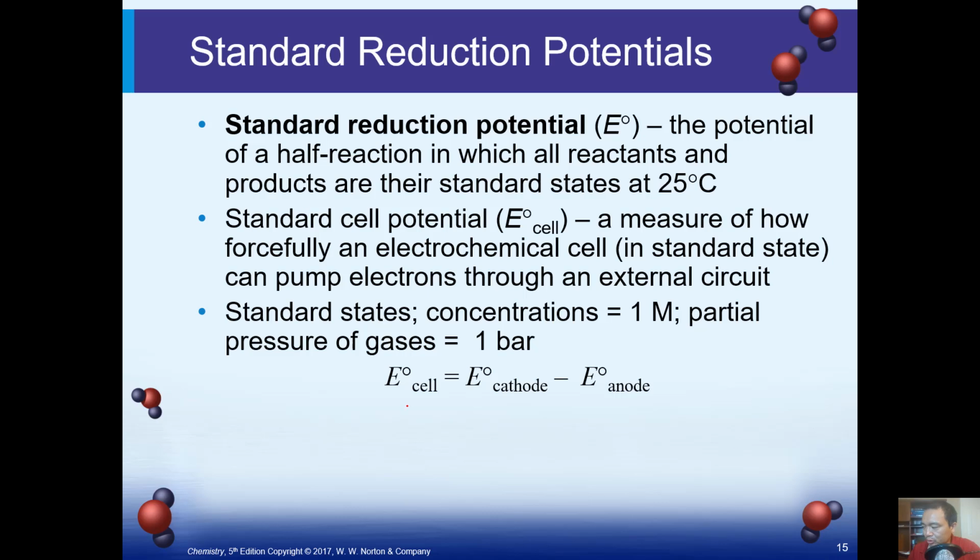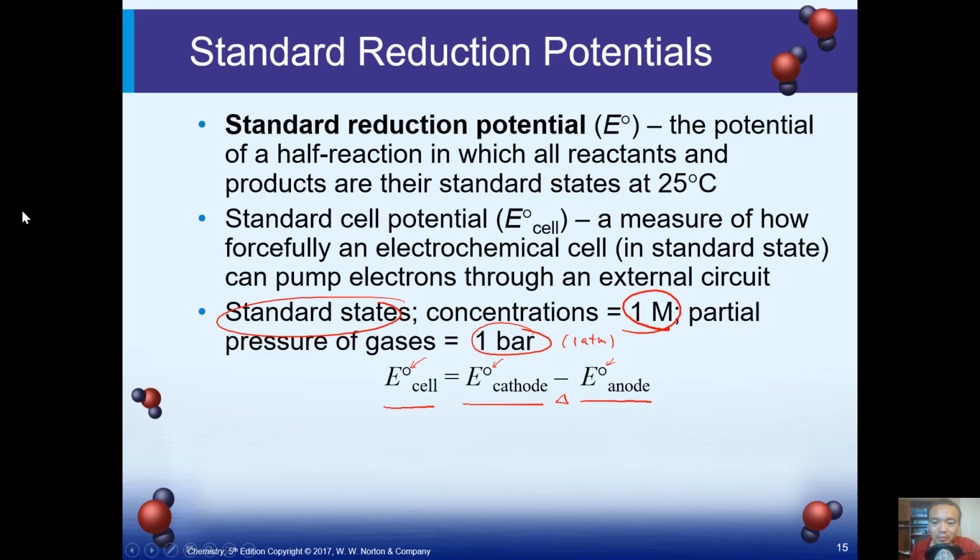The cell potential will be the reduction potential for the cathode minus the reduction potential for the anode. Under standard conditions, when you look at the naught, this naught means it's standard states: 1 M for aqueous solution and 1 bar for gases, or 1 atm.